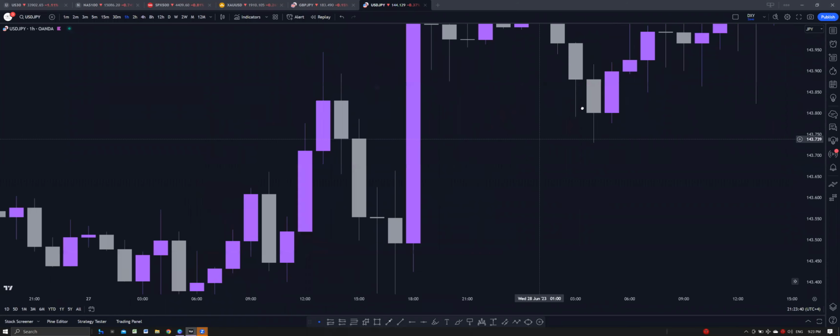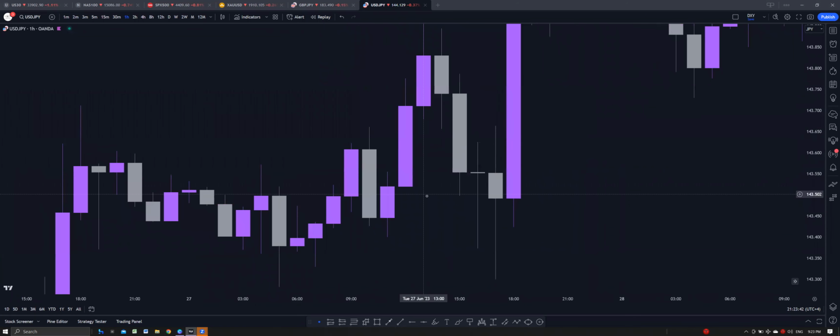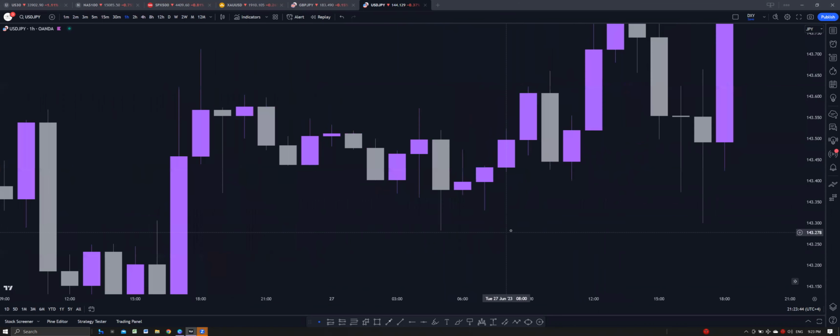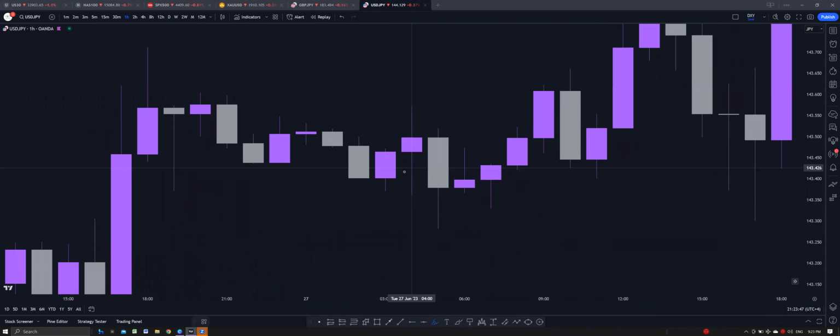So let me give you an example here. Look at this wick, look at the body here. You see how the candle hasn't closed below the wick of the bullish candle, right?